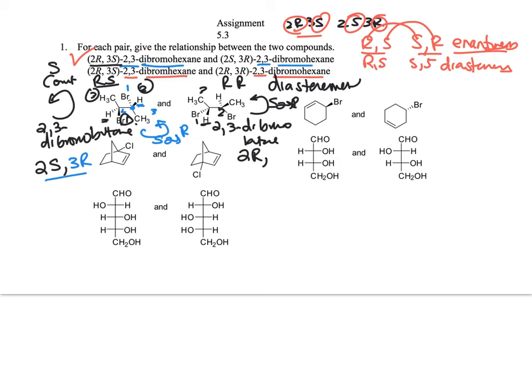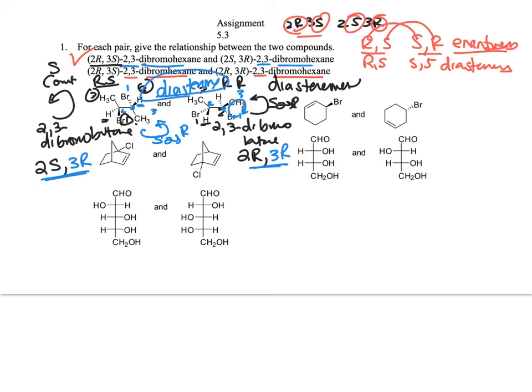And then you go to the next one, and the bromine's 1. This is 2, 3, 1, 2, 3. That is clockwise, which is R. And so that's 3R. So these would be diastereomers because they're not exactly opposite. So this is a diastereomer.